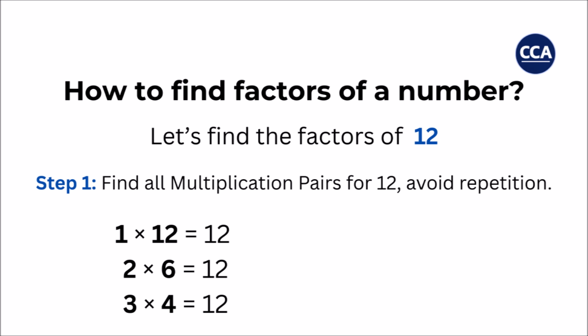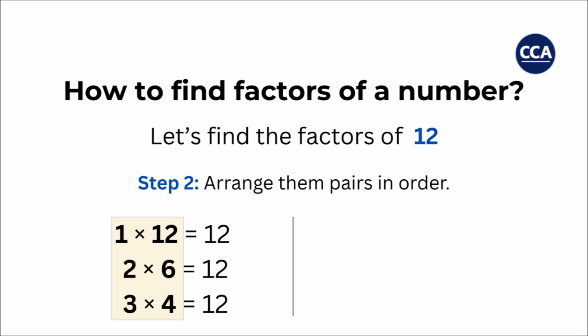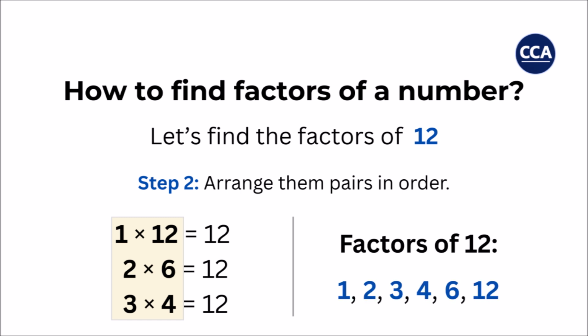If we continue this way, the next pair would be 4 multiplied by 3 equals 12, and that will simply be a repetition of an earlier pair, 3 multiplied by 4. Now, in the second step, just arrange these pairs in order. So, the factors of 12 are 1, 2, 3, 4, 6, and 12.